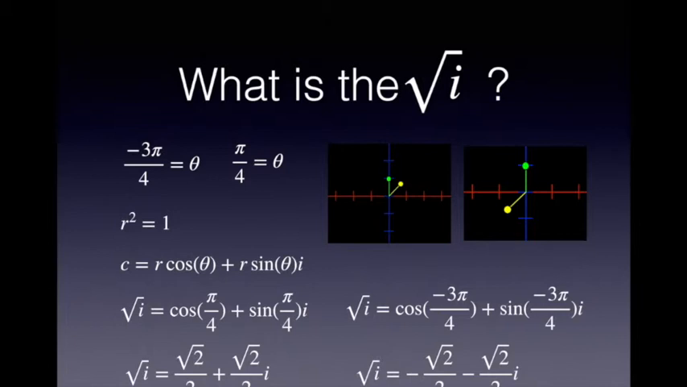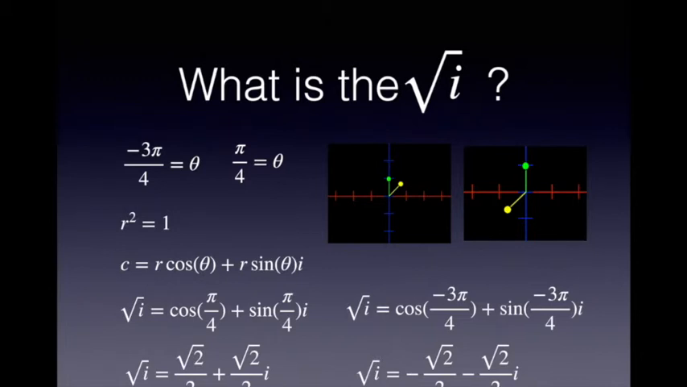Now that would be the answer, but let's put it in the format that we're used to seeing, the a plus bi form. So how do I do that? Well, the complex number c is r e to the i theta, or it's r times the cosine of theta plus r times the sine of theta times i. Our r's are just 1, so that just becomes cosine of theta plus sine theta i.